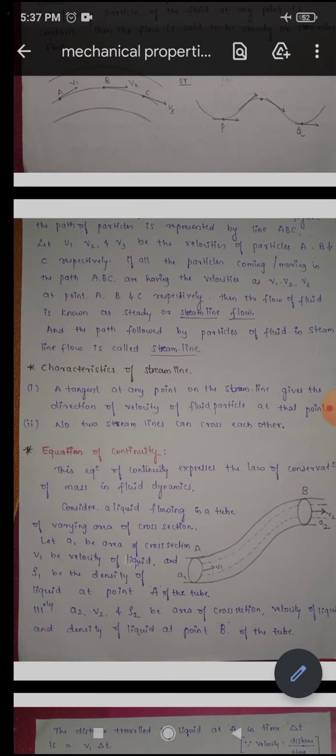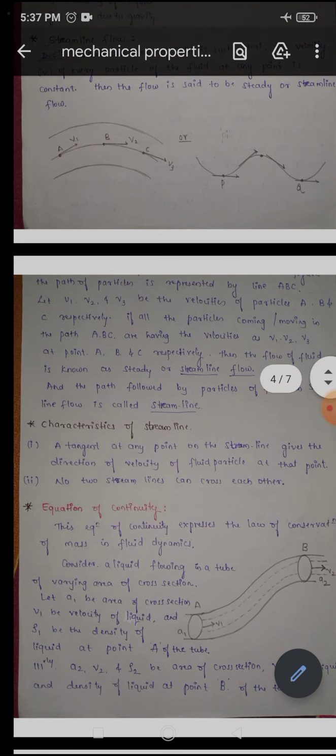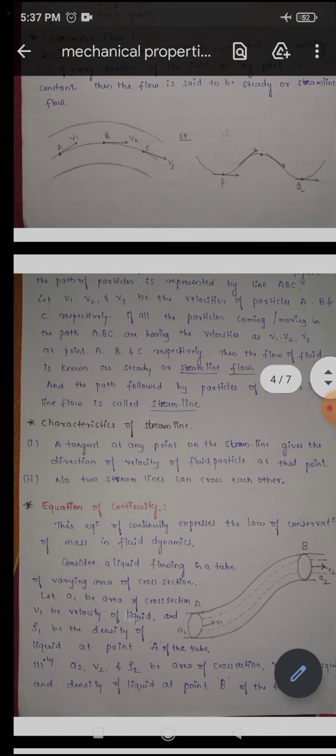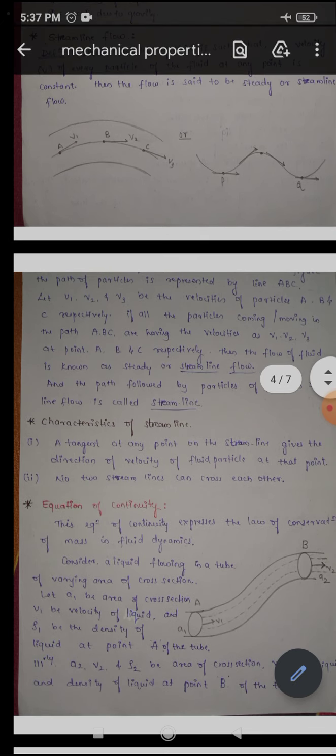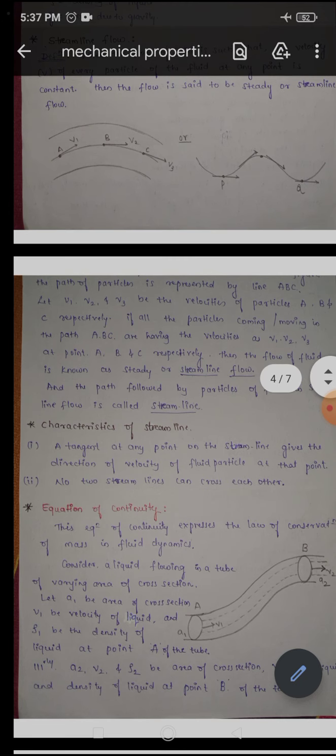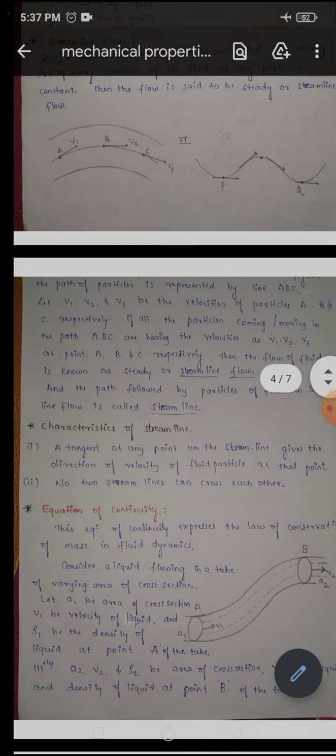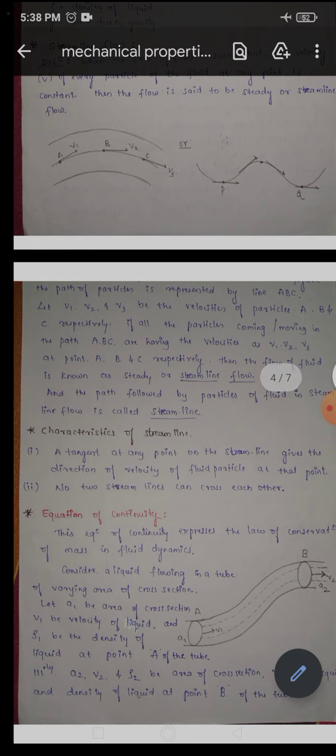And the path followed by the particles of the fluid in that streamline flow, this path A, B, C, is known as a streamline. And there are some characteristics of the streamline. That is, a tangent at a point on a streamline gives the direction of velocity of a fluid particle at that point.